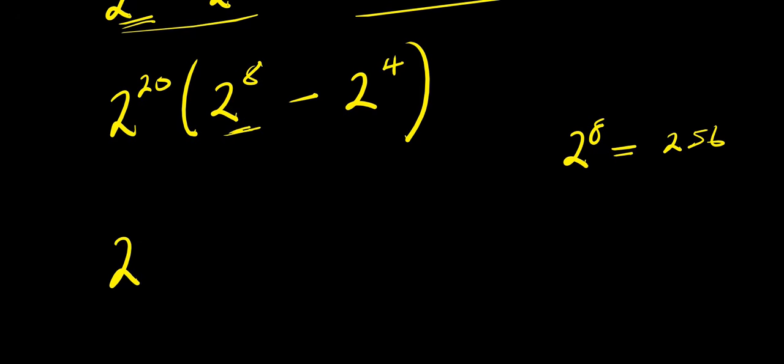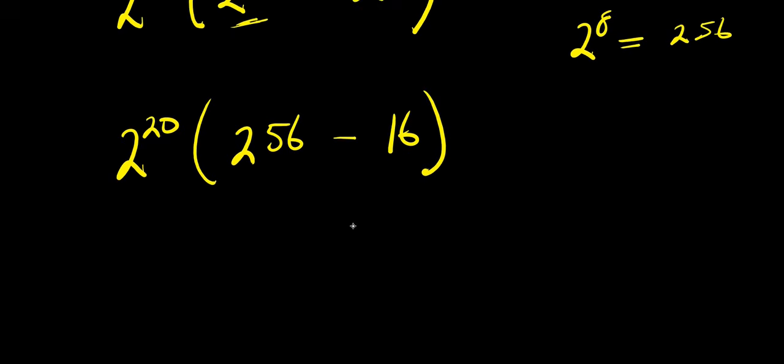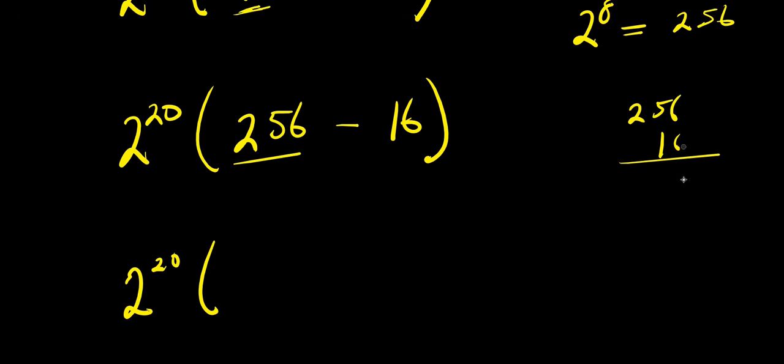That means this will be 2 to the power of 20 times 256 minus 2 to the power of 4, which is 16. We have 16 here. So from here, I can have 2 to the power of 20 times 256 minus 16. 6 minus 6, 0. 5 minus 1, we have 4. This is 240. You have 240 right here.